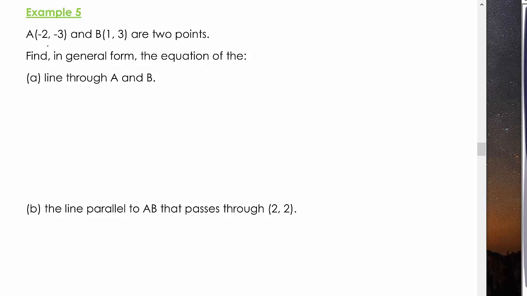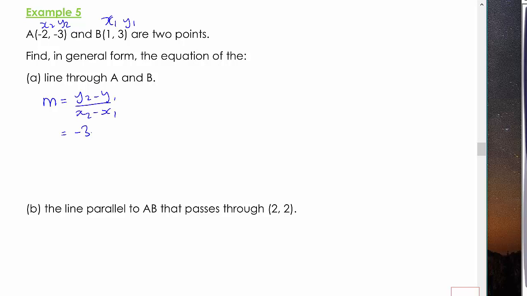So A is (-2, -3), and B is (1, 3), and they're two points, and we want to find in general form the equation, first of all, of the line through A and B. So I'm going to call this one x1, y1, and this one x2, y2, and we're going to need the gradient. So that's going to be y2 take away y1 over x2 take away x1.